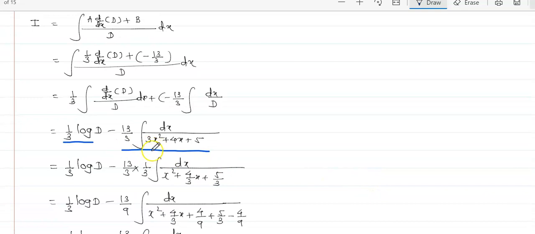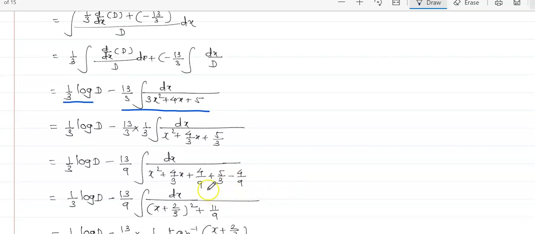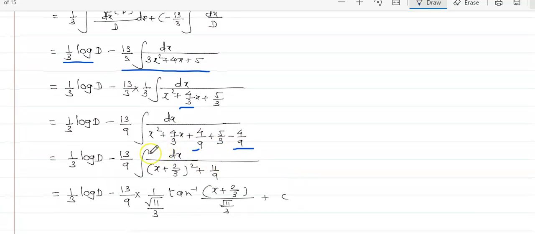And now express this polynomial. Take 3 as common. We always make the coefficient of x square 1, therefore we take the 3 as common. That is 13 by 3 into 1 by 3 integral dx upon x square plus 4x upon 3 plus 5 by 3. Now here is 4 upon 3. If it is 4 upon 3, what will be the second term? It is 1 by 2, that is 2 upon 3. 2 upon 3 whole square is 4 upon 9. Add and subtract it here to make the perfect square.